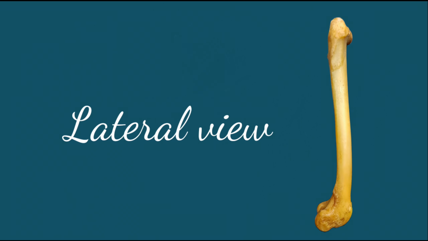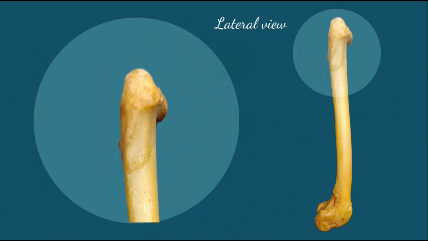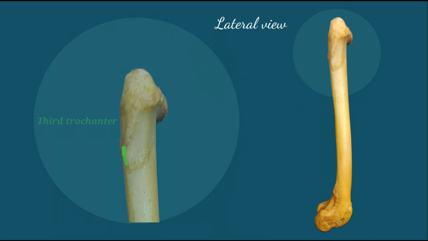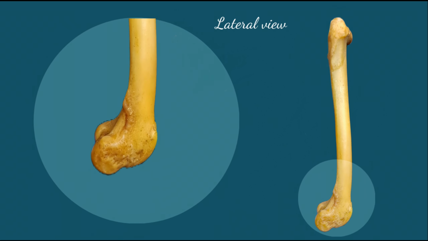When we look from lateral aspect to the bone at the proximal extremity, we can easily see the greater trochanter and third trochanter. Now, at the distal extremity, we find lateral trochlear ridge, lateral condyle, lateral epicondyle, lateral supracondylar tuberosity, extensor fossa, and the popliteal fossa.